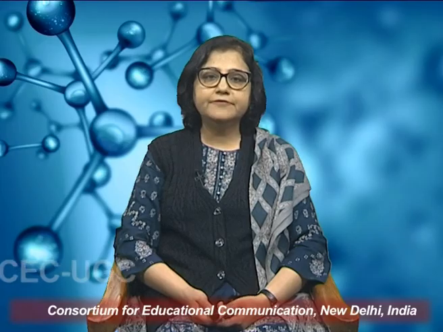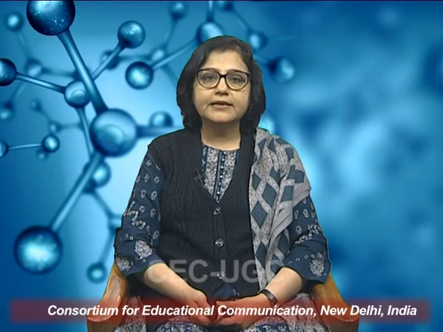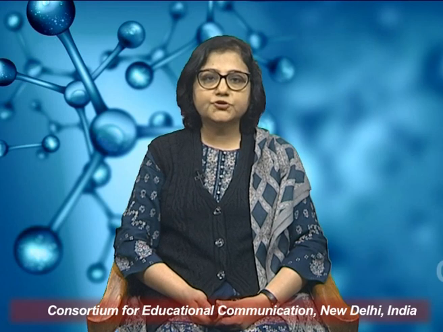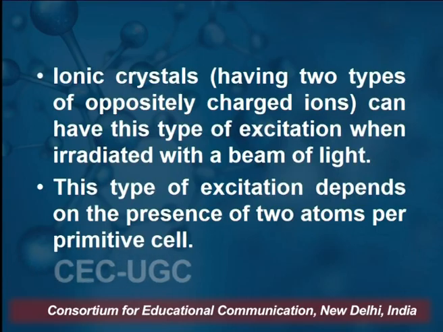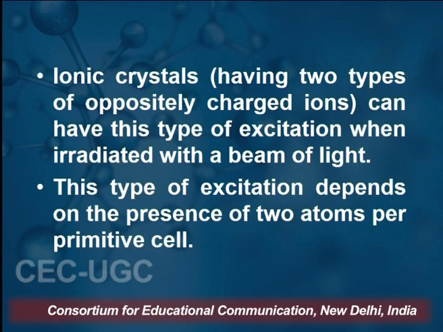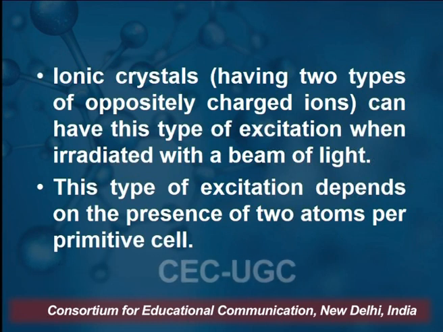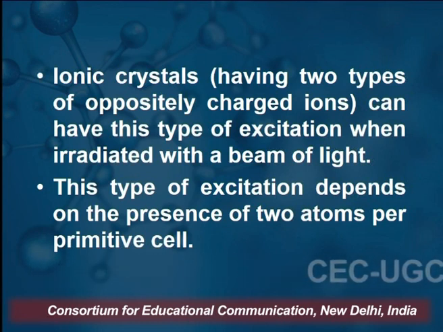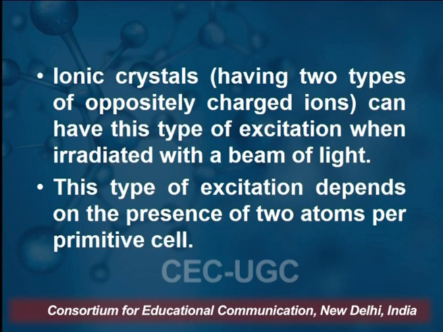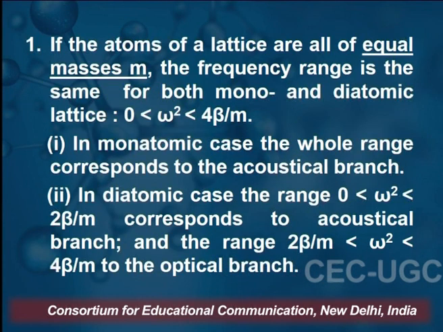Ionic crystal, when two branches, two atoms, for example, if I think of sodium chloride, there is the Na plus ion and the Cl minus ion. They are moving, that means the two sublattices can be excited by irradiating with a beam of light, that is the optical branch. And this type of excitation will depend on two atoms per primitive cell.